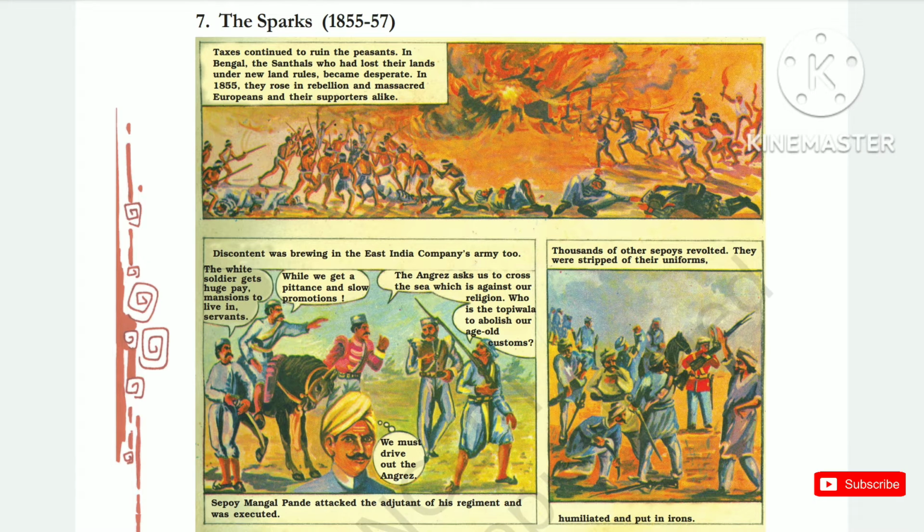7. The Sparks, 1855 to 57. Taxes continued to ruin the peasants. In Bengal, the Santals, who had lost their lands under new land rules, became desperate. In 1855, they rose to rebellion and massacred Europeans and their supporters alike.